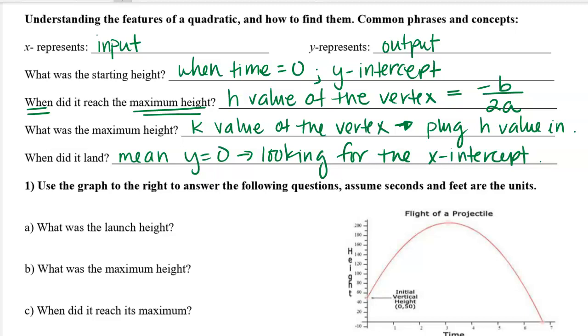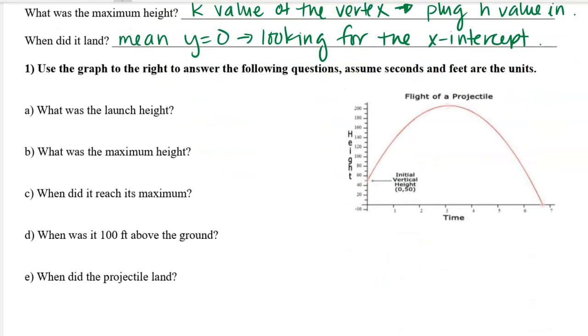All right, Chris, can you please help us read the first question? Use the graph to the right to answer the following questions. Assume seconds and feet are the units. Good. So students, seconds is your unit for time, and feet is going to be your unit for the output.